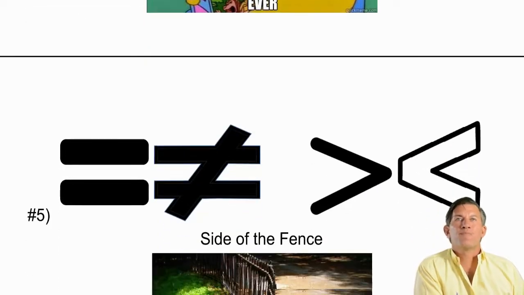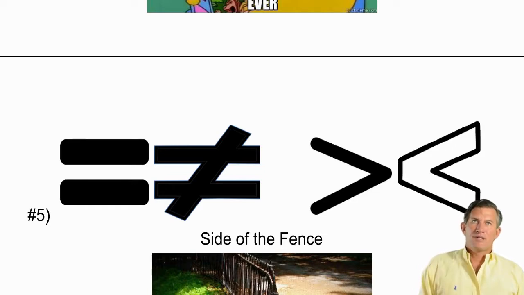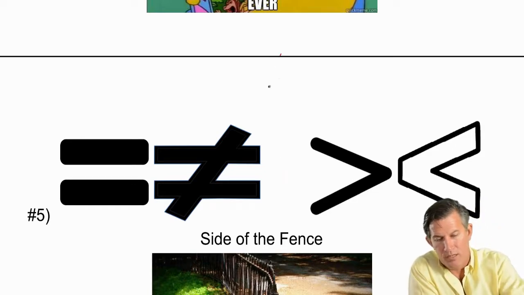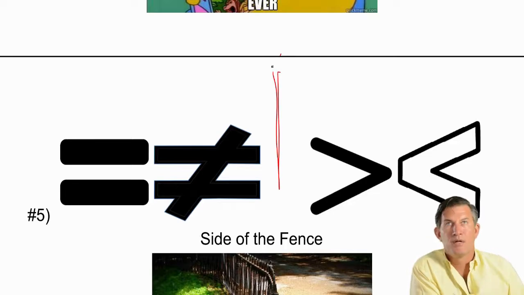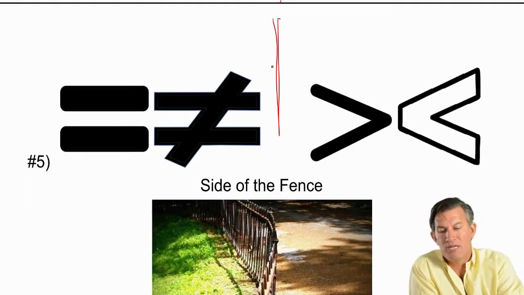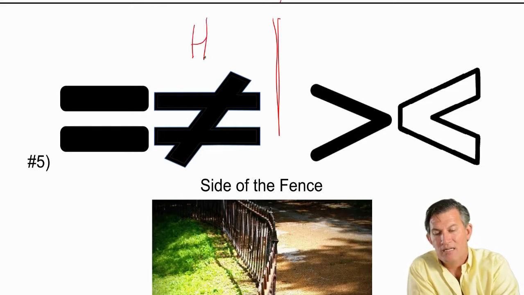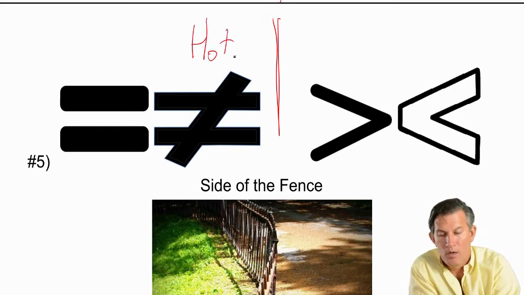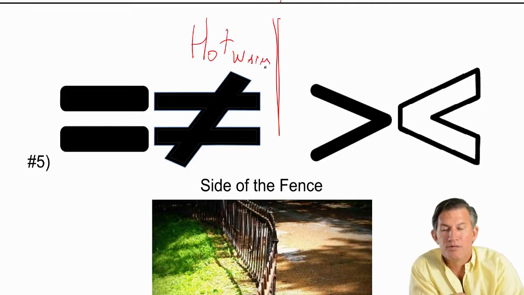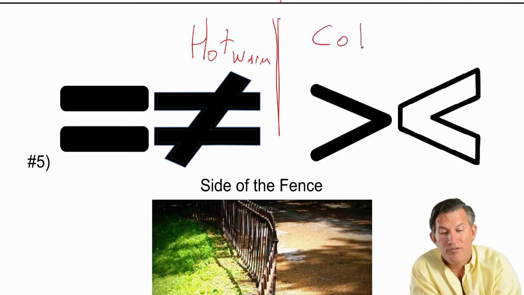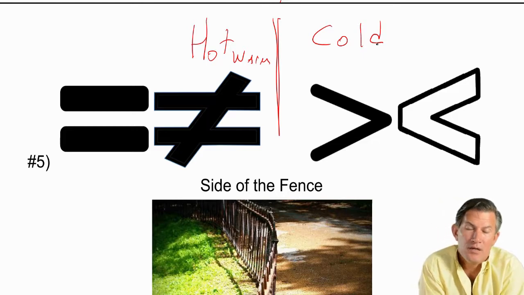Strategy number 5 is the side of a fence. Now, I'm a really good artist, so I'll just draw a fence. Boom. That's my fence, okay? So if you're on the same side of the fence, ready? Hot. Well, if you had hot here, warm would be on the same side of the fence, wouldn't it? Now, cold would be on the opposite side of the fence. Hot and cold are opposites, okay?